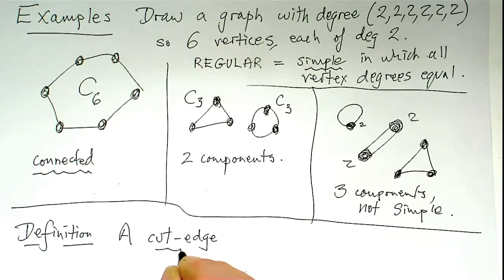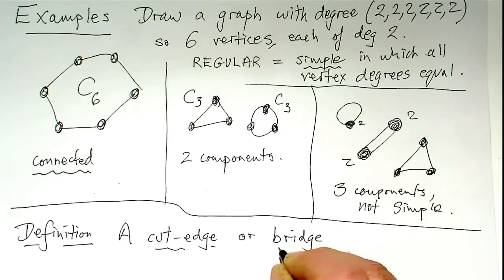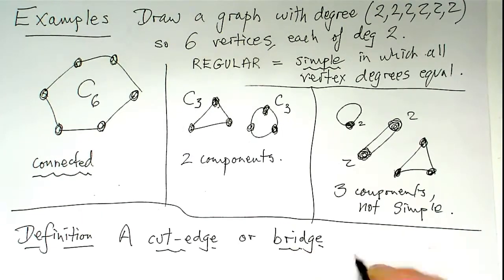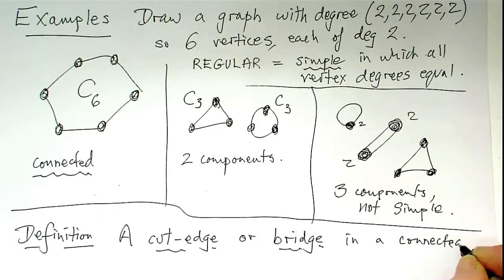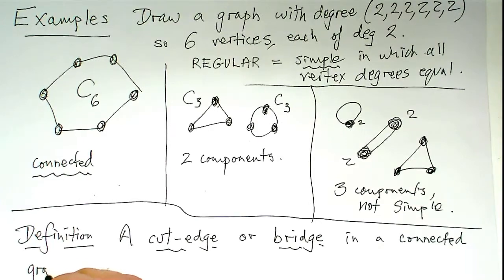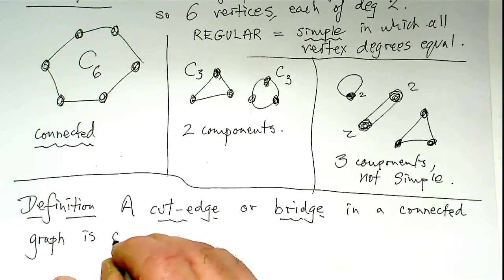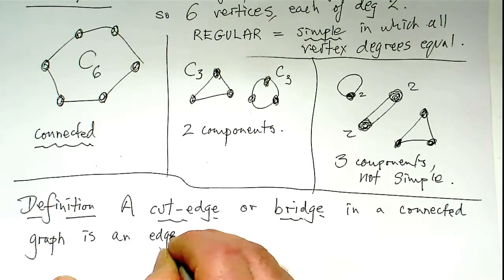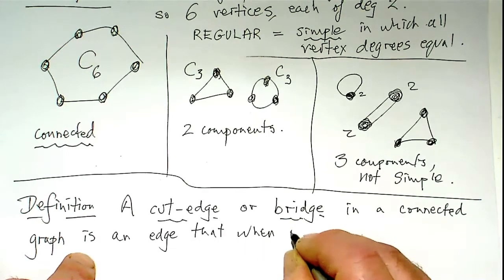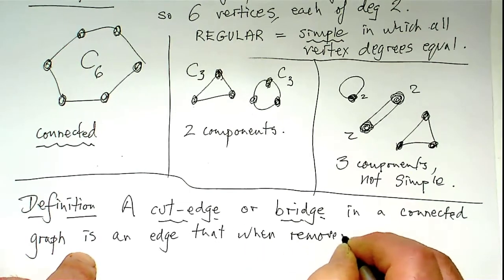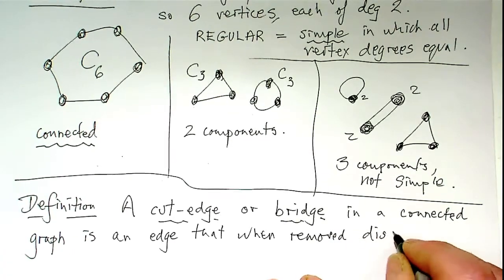A cut edge, or bridge, it's a nicer word, in a connected graph is an edge that, when removed, disconnects the graph, makes the graph not connected.